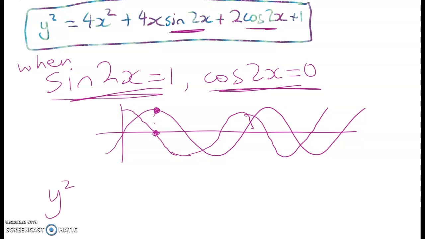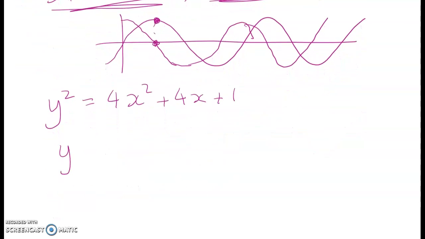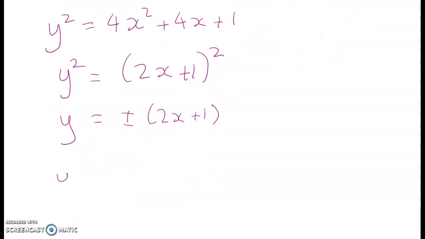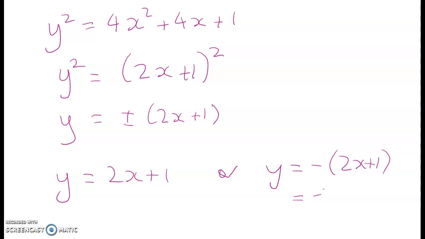Substituting in now, we get y squared is equal to 4x squared plus 4x plus 1. And that's a perfect square. y squared is equal to 2x plus 1 squared. So I think this is a really nice question, right? So y is equal to either 2x plus 1 or the negative of 2x plus 1. So y is equal to 2x plus 1 or y is equal to the negative of 2x plus 1, which is negative 2x minus 1.